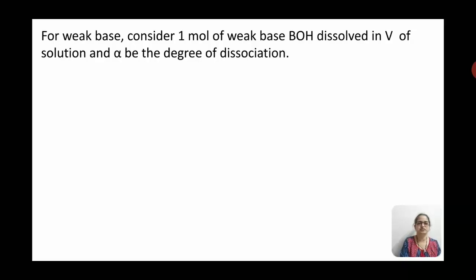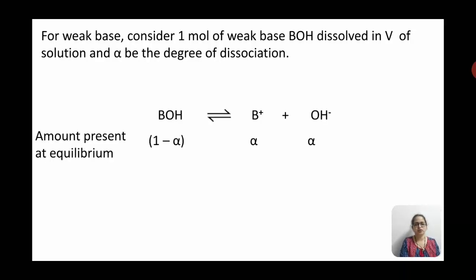For weak base, just now we have studied for acetic acid, that is a weak acid. Now we are going to study for weak base. For weak base, again we are going to consider 1 mole of weak base BOH. Now it is base, so we are going to use the symbol BOH. So 1 mole of weak base BOH dissolved in V volume of solution, and alpha be the degree of dissociation. As it is a weak base BOH, you can write the equation BOH reversibly giving you B plus OH minus.